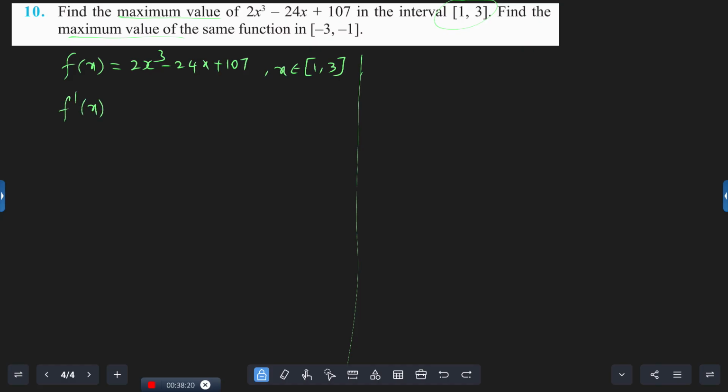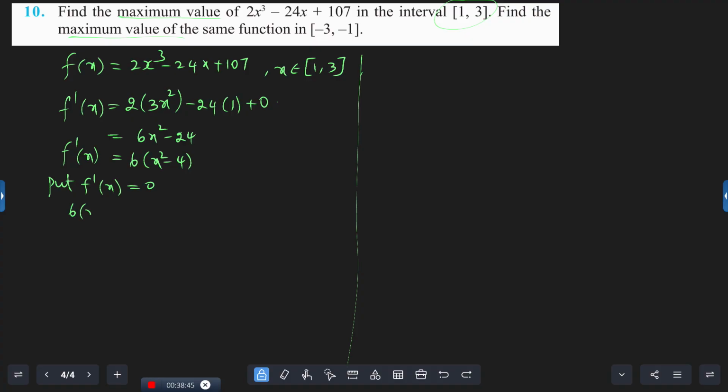First, find f'(x) to get the x value. When I differentiate x cube, I get 3x². Minus 24 into the derivative of x, which is 1, and the derivative of the constant is 0. Then 2 × 3 is 6x² minus 24. If we take 6 outside, I get 6(x² − 4). That is my f'(x). Then put f'(x) = 0 to find x. Dividing by 6, x² − 4 = 0, so x = √4, which is plus or minus 2.